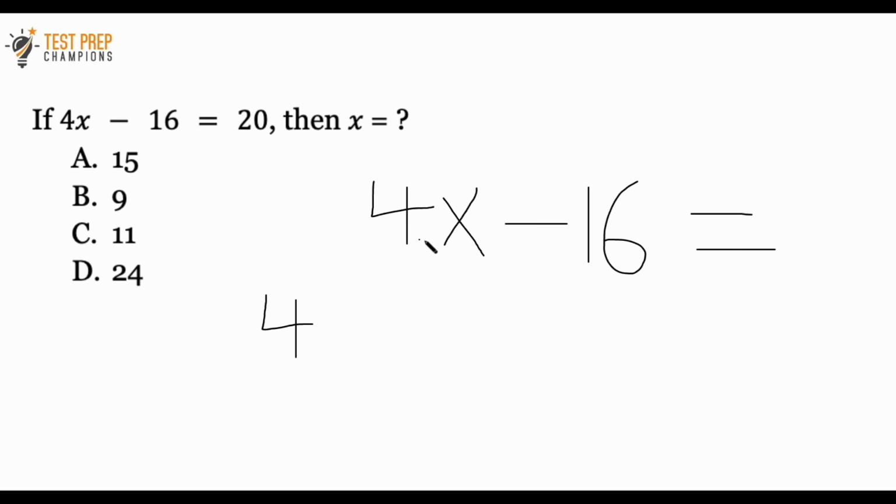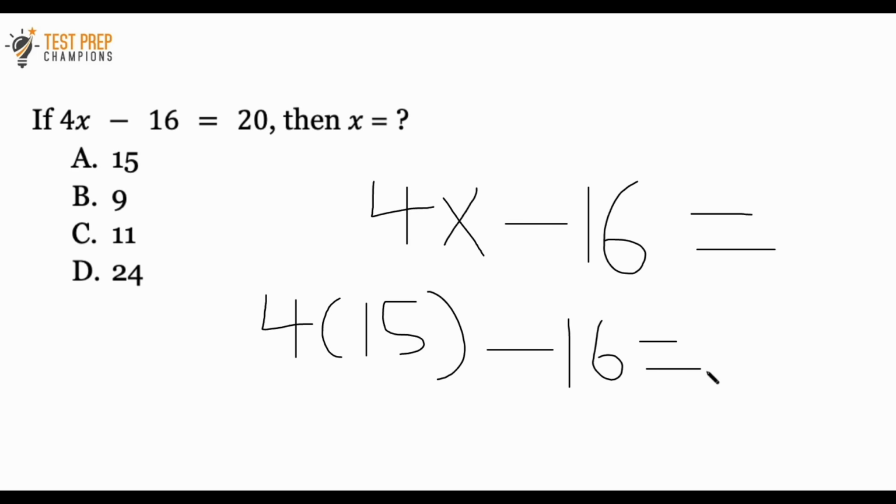Let's start with 15. So instead of writing an x here, I'm going to write 4 times 15. So I do 4 times 15 minus 16. And so I want to plug this into my calculator and see if it equals 20 or not. So 4 times 15 is 60 minus 16 gives us 44. So we know that A is the incorrect answer because the result is 44.